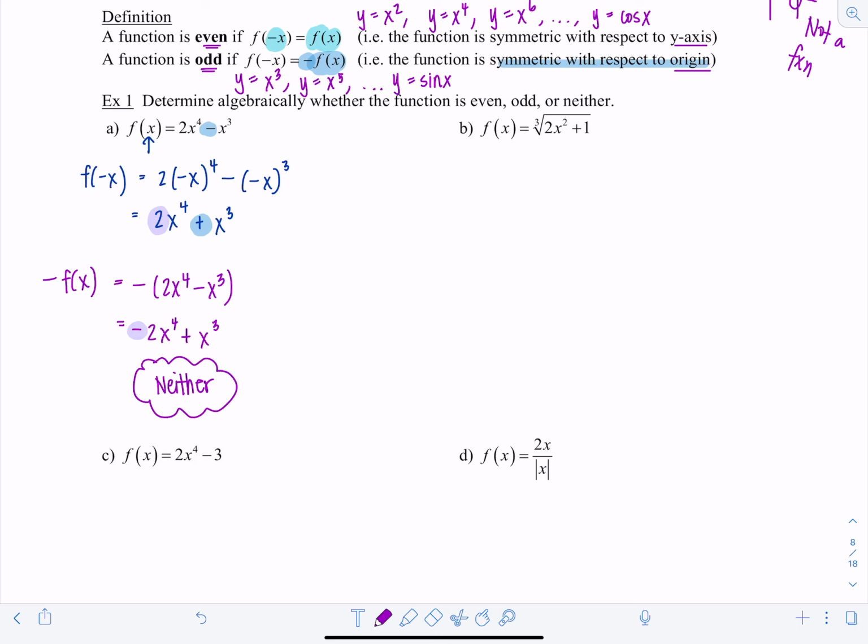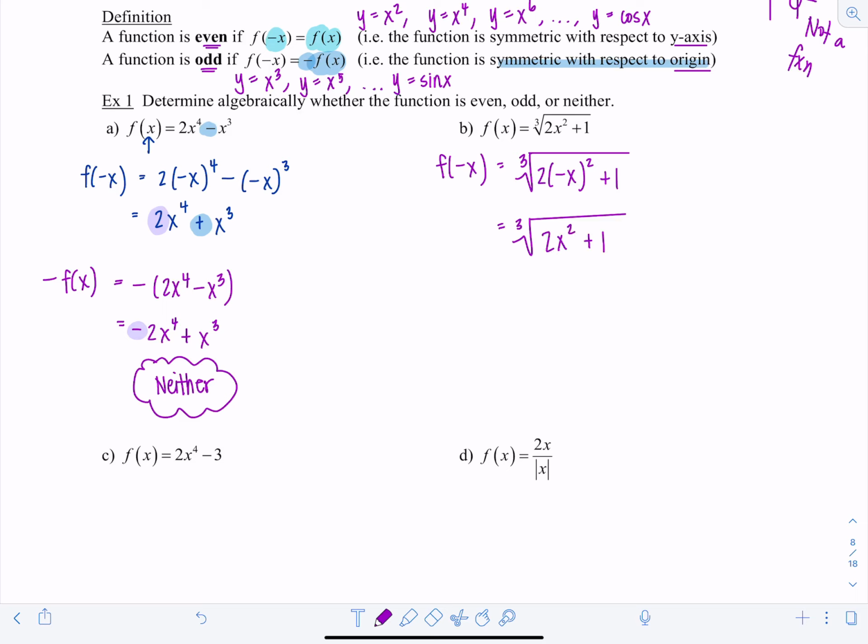All right. Moving on. Example B. We have f of x is the cube root of 2x squared plus 1. So remember, there's only one test here. You're just going to replace x with negative x. So f of negative x is the cube root of 2 times negative x in parentheses squared plus 1. All right, so when I square that negative x, it's just going to become positive x squared. So I have the cube root of 2x squared plus 1.